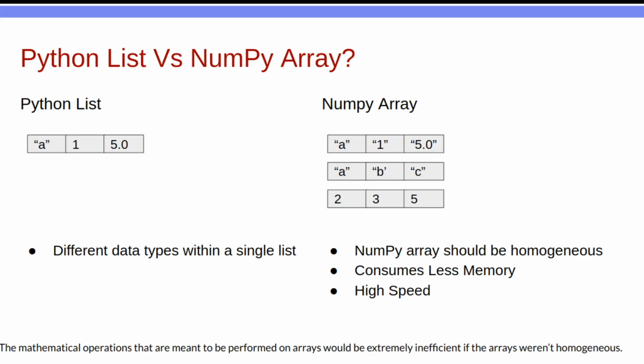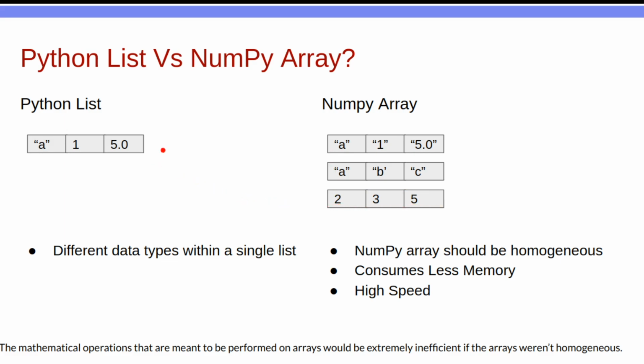Next is Python list versus NumPy array. Python list and NumPy array both serve the same purpose. That means creating arrays and manipulating array data. The basic difference is that a Python list can contain multiple data types in a single array. That means it can have strings, integers, and float values, etc. Whereas in a NumPy array, as I said previously, it's homogeneous. It will store only homogeneous data. That means all the values should be strings, or all the values should be integers.